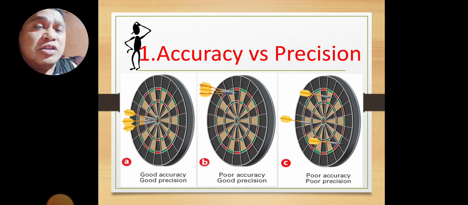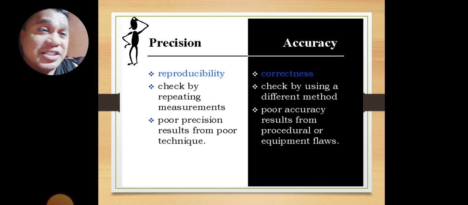Because your first trial is very different from the second trial, the third trial, and so on, you are not really consistent. So you are not precise, and you are not accurate because your series of attempts is far away from the true or accepted value. Okay, I hope that you understand what precision and accuracy are.